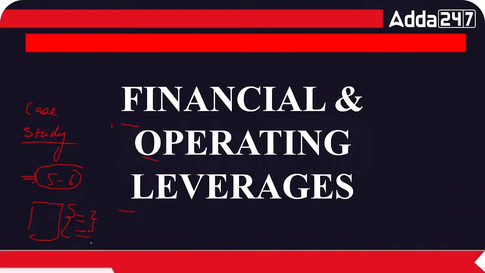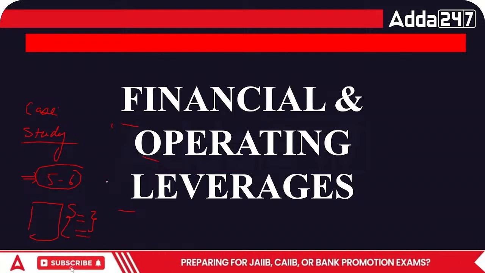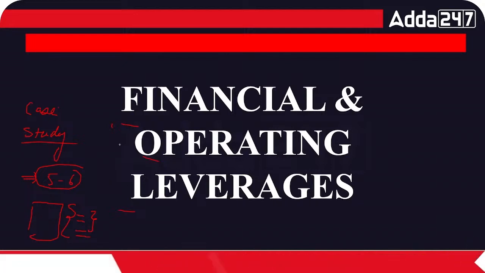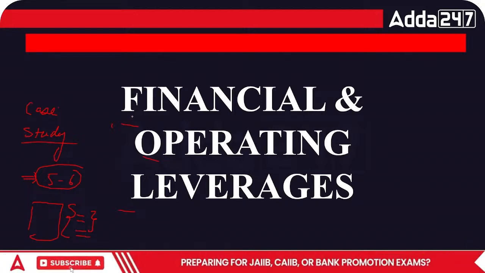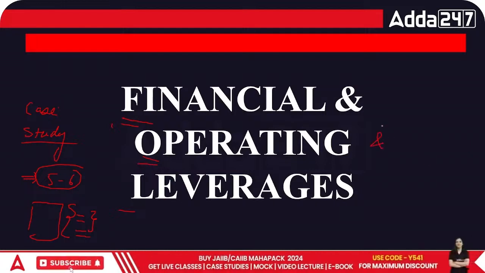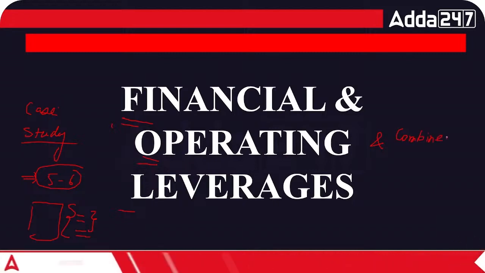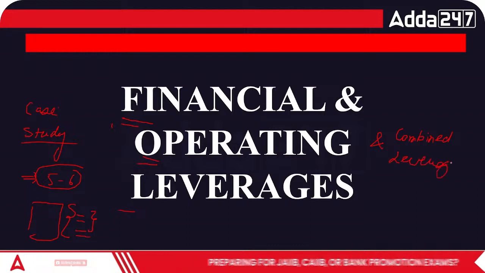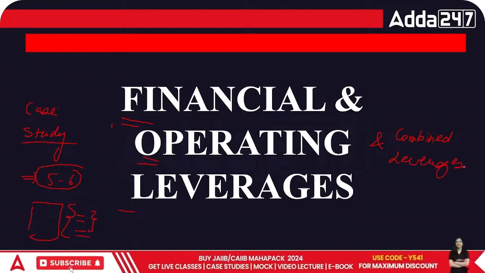We had to calculate everything for that particular question. That means you had to calculate earning per share, EBIT, and then the different kinds of leverages. Leverages are basically of 3 types: financial, operating, and the last one is combined, which is the mixture of both kinds of leverages, everyone. So that's leverages for you.